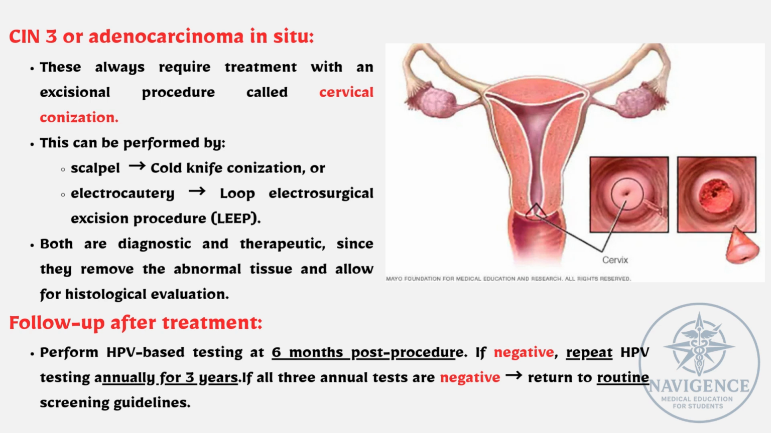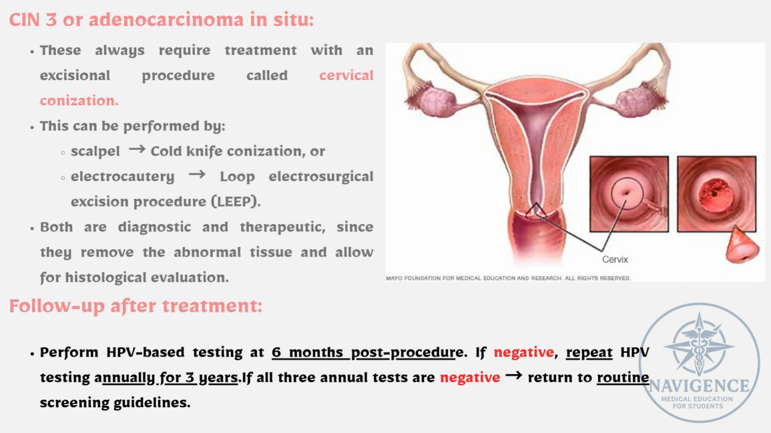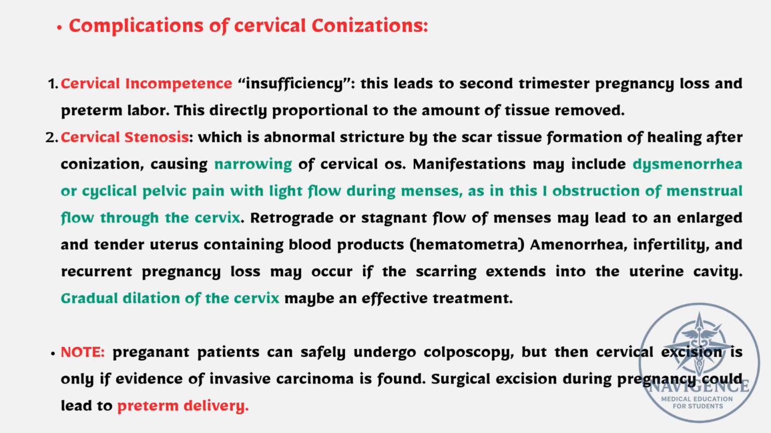Follow-up after treatment: perform HPV-based testing at 6 months post-procedure. If negative, repeat HPV testing annually for 3 years. If all 3 annual tests are negative, then return to routine screening guidelines. Although cervical conization is both diagnostic and therapeutic, it can lead to important complications. Number 1 is cervical incompetence, or insufficiency, weakening of the cervix, which may cause second trimester pregnancy loss or preterm labor. Risk increases with the amount of tissue removed.